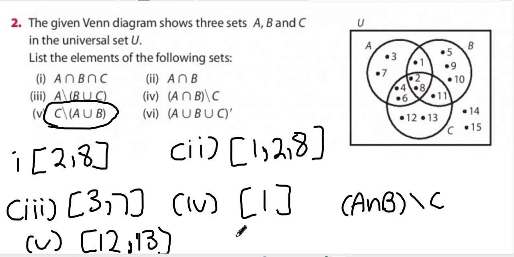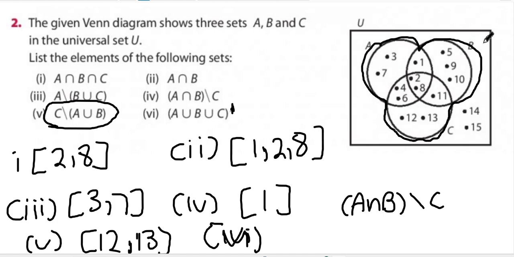Okay. Part 6 is really tough, I think. Part 6. A union B union C complement, with the dash on the outside. What does that mean? A union B union C is all of this. But what does the dash mean? Outside, not that. So what's outside of it? There you go, 14 and 15.